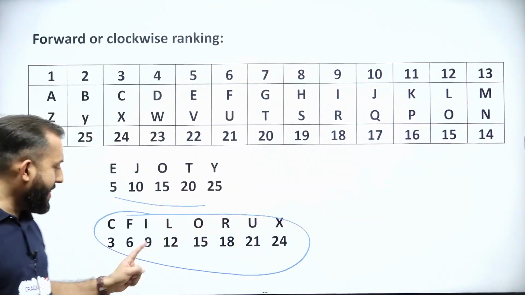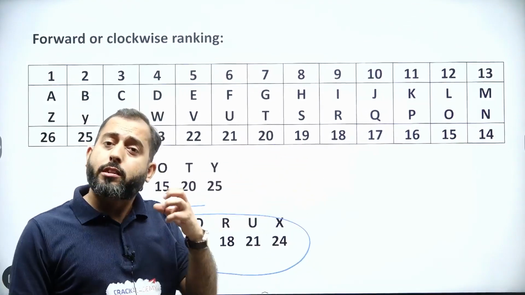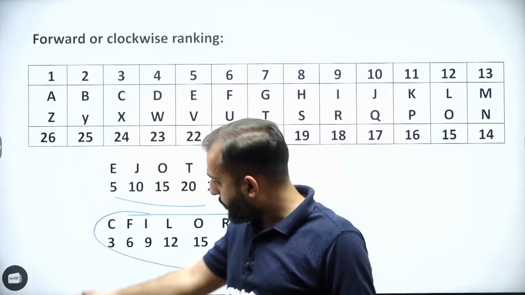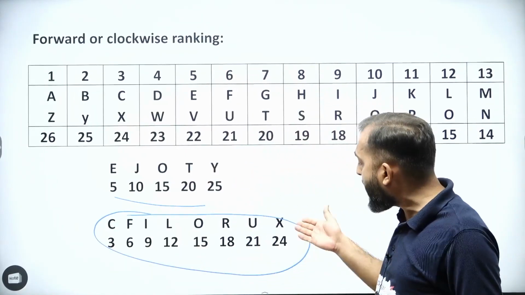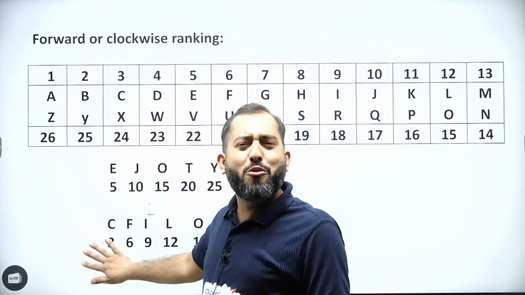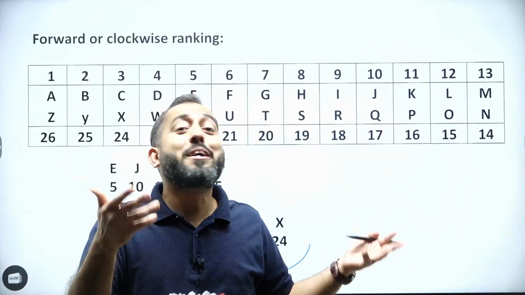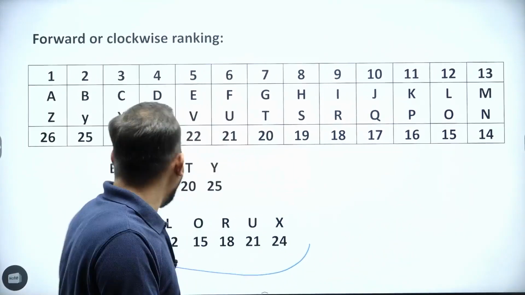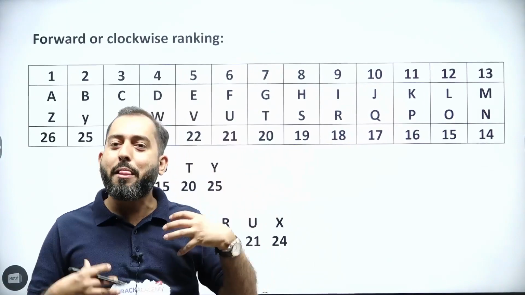And then there is one more word, CFILORUX. In this case, every letter is at a distance of 3 from each other. C comes at 3rd position, F comes at 6th position, and in this way, X comes at 24th position. It sounds like the name of a medicine, right? Other than this, there are some more mnemonics that I have developed.